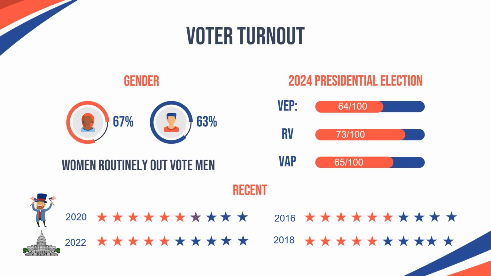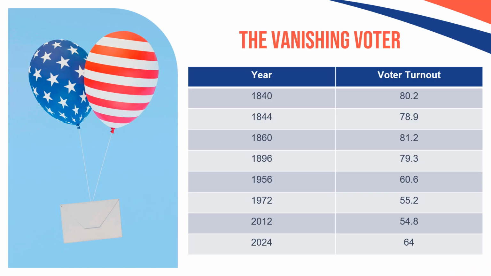The real problem does not become apparent when you compare the United States to other countries. Instead, the real problem becomes apparent the moment you begin to start looking at long-term trends in voter turnout for our country. To illustrate this, what I've done on this slide is gather a sequence of presidential election years on the left-hand column of this table. And on the right-hand column, we see voter turnout rates for that year. So for example, in 1840, we saw an 80.2% turnout. In 1844, 78.9. In 1860, 81.2.